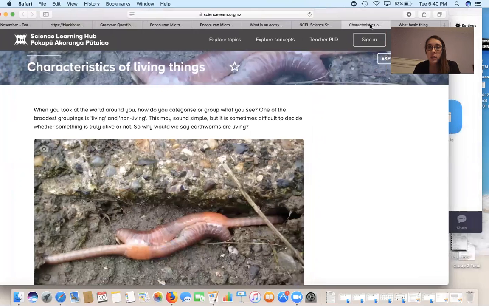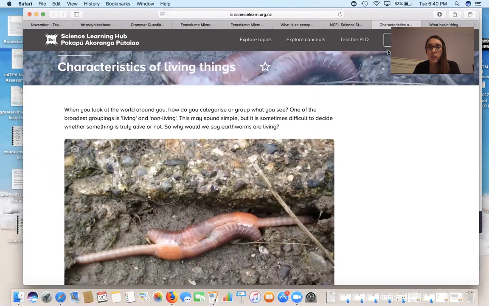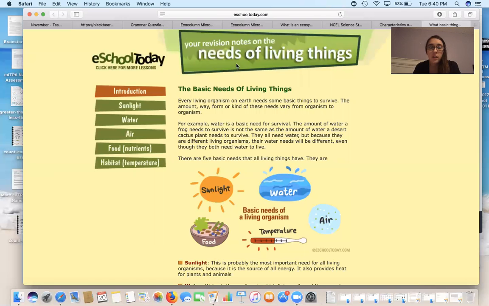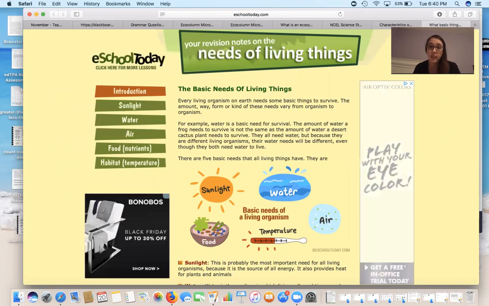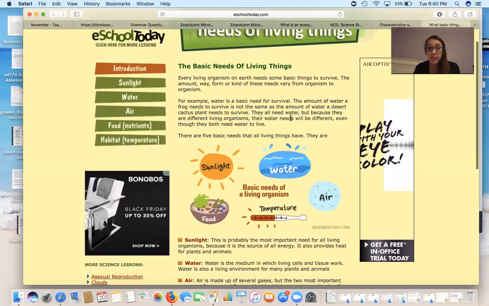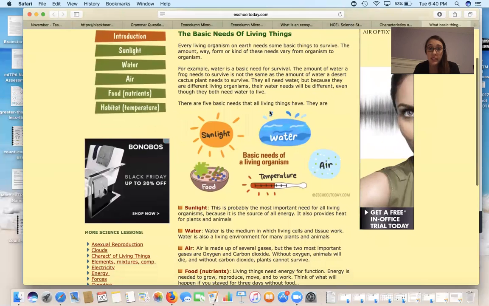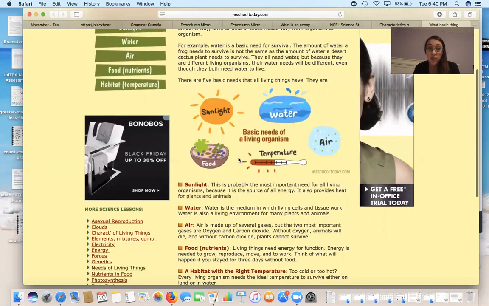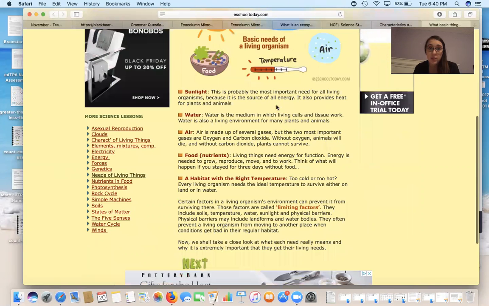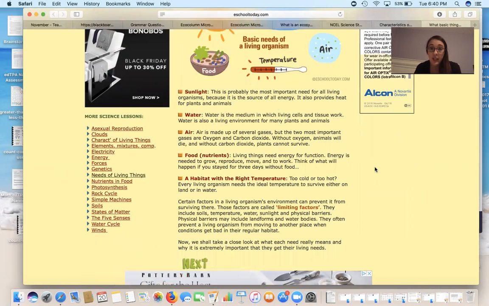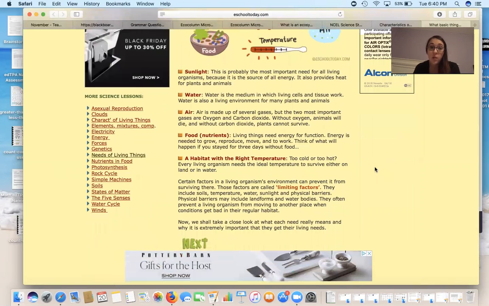Now, our next resource is the needs. So needs was also part of our standard. You need to know the needs of living things. So the basic needs of living things are, these are the 5 basic needs: sunlight, food, water, air, and temperature. And it breaks it down a little more down here. So sunlight is the most important need of living things because it is the source of energy and it gives heat to plants and animals. Water is the medium in which living cells and tissues work. Water is also a living environment for many plants and animals.